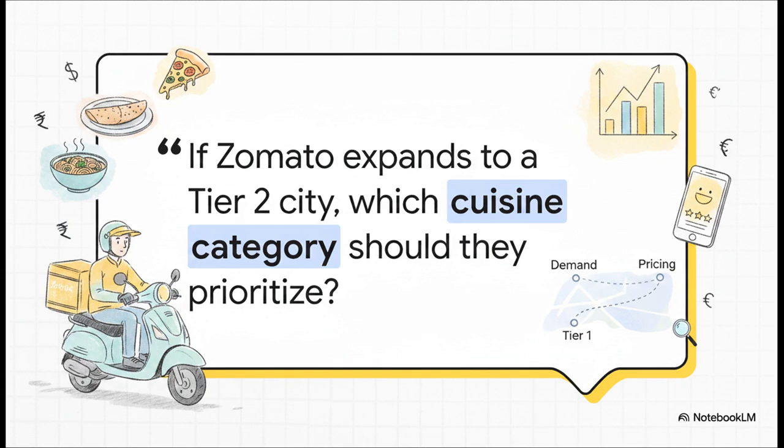When you present this project in an interview, you don't just want to rattle off averages. You want to pose high-level, strategic questions. Ask them, if Zomato wants to expand in a Tier 2 city, which cuisine category should they prioritize? Because look, anyone can build a comparison chart. But looking at data and confidently recommending an expansion strategy backed by evidence, that gets you the job.